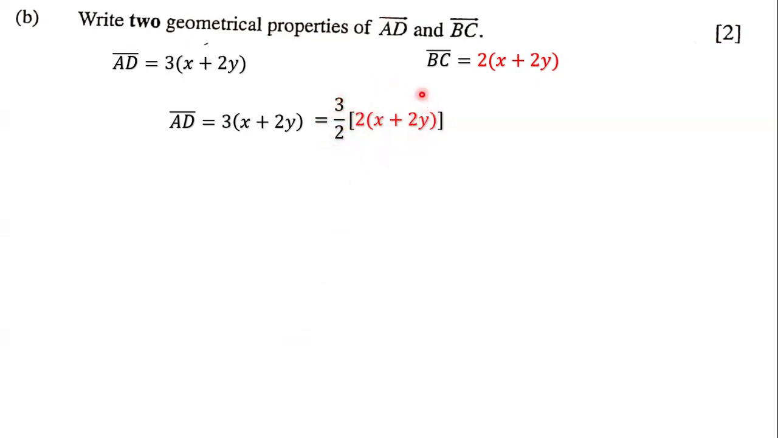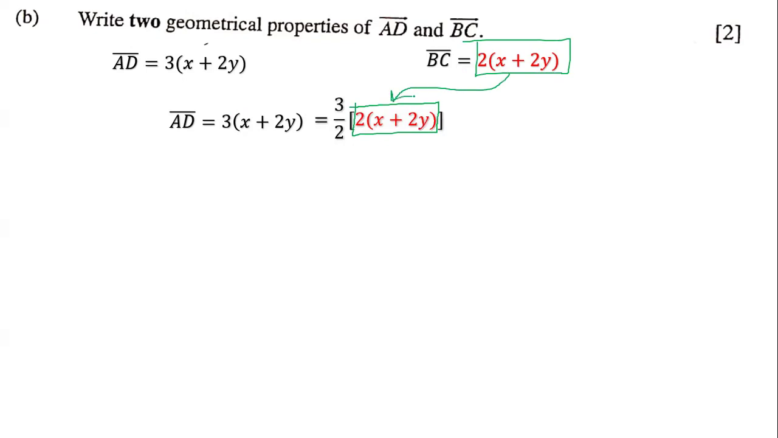Now, why would we express this like this? Well, the reason why we express AD in this form is because if we notice carefully, what do we have in red? We have this 2 open bracket x plus 2y. That's exactly BC, right? These two are the same thing.